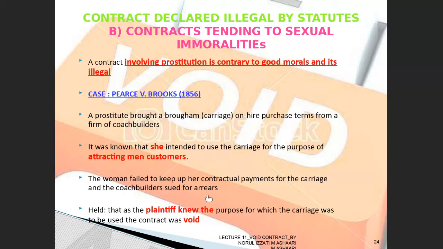In order for the coach builder to get back the money, he sued the woman. But then in the argument at the end, the court mentioned that because the purpose for the woman to purchase this carriage is not allowed, it is forbidden. Therefore, you are not able to consider that this is a valid contract. So the contract is void, right?